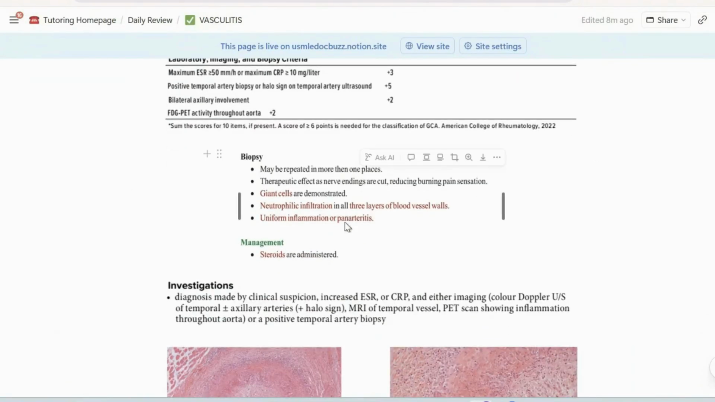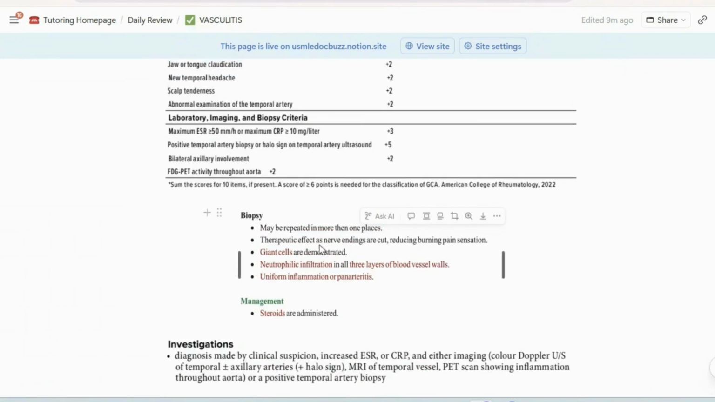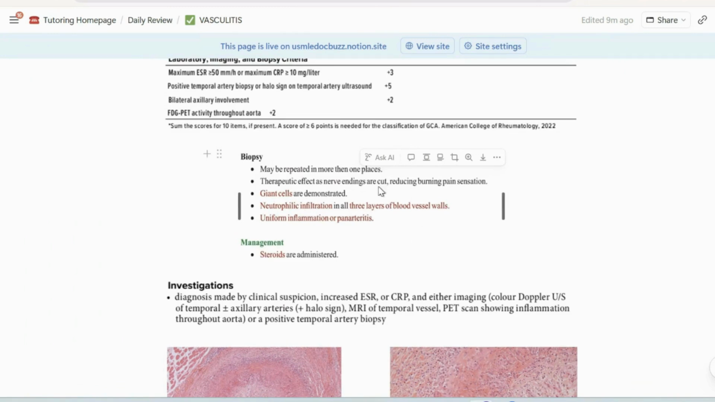All right, so biopsy, as I said, may be repeated in more than one place. Therapeutic effects as nerve endings are cut because of the biopsy itself. Giant cells can be seen, and giant cells are just multinucleated cells formed out of macrophages under the direction of T cells, right? Under the action of T cells. Neutrophilic infiltration throughout all the layers of blood vessels, right? So what you end up seeing is something called panarteritis, right?